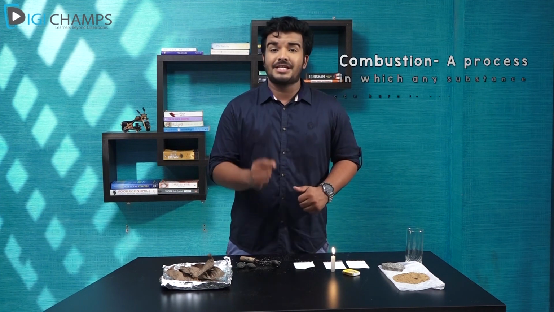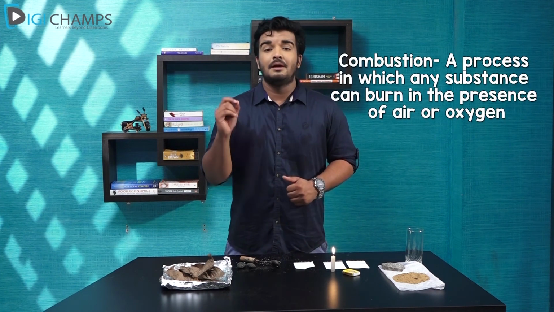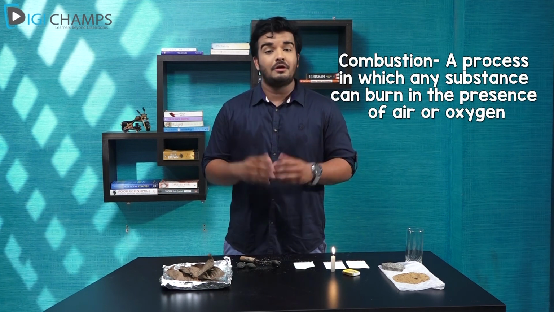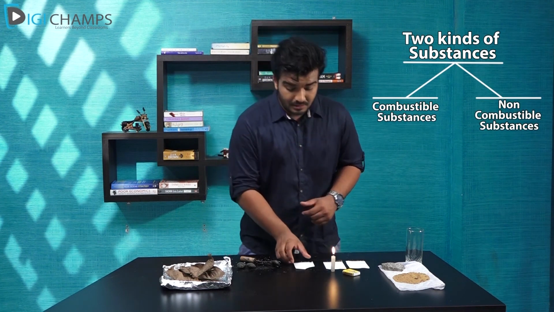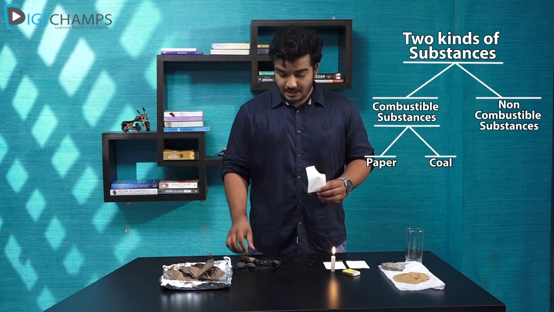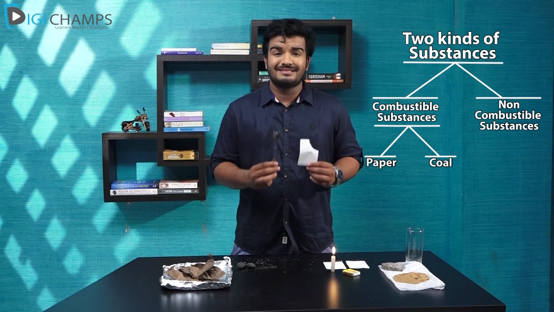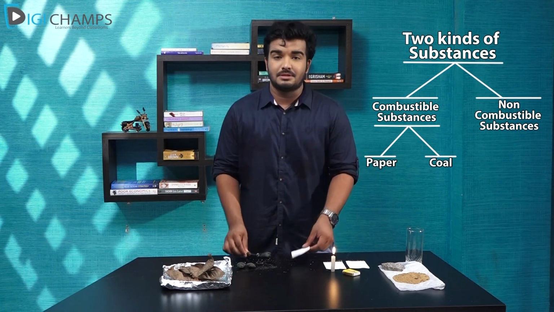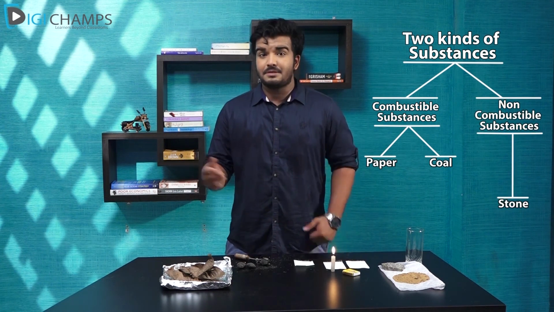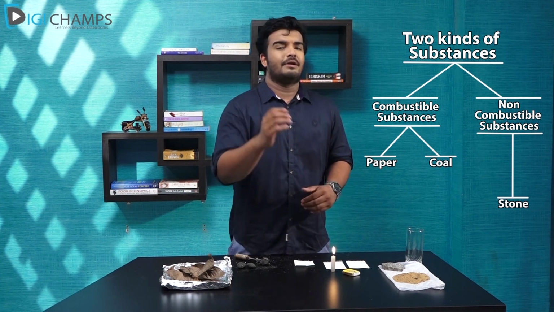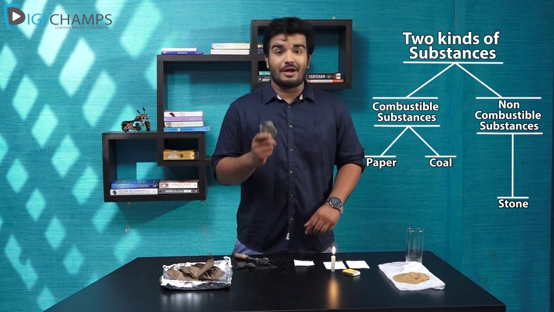So, summarizing, what did we learn so far? Combustion is the process where any substance burns in the presence of air or oxygen. And we've got two kinds of substances. One is the combustible one, the one that burns. For example, you see this paper getting burnt, you see this coal getting burnt. So these are examples of combustible substances. Now talking about non-combustible substances: simple, these are the substances that don't burn at all. For example, the stone that I just tried burning. Are you getting it? Great.